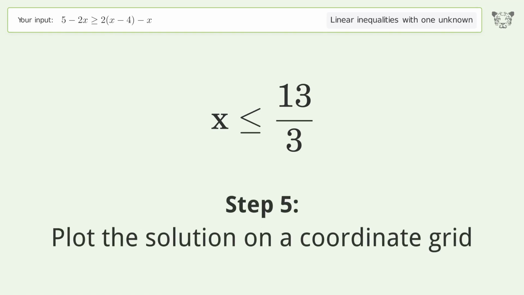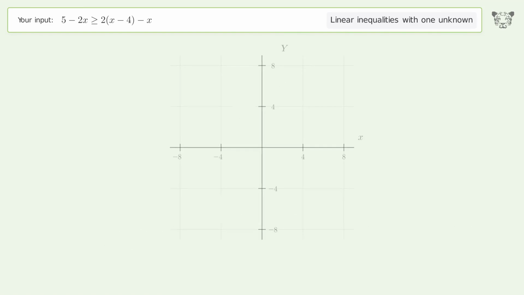Plot the solution on a coordinate grid. And so the final result is x is less than or equal to 13 over 3, which is less than or equal to 41 over 3.